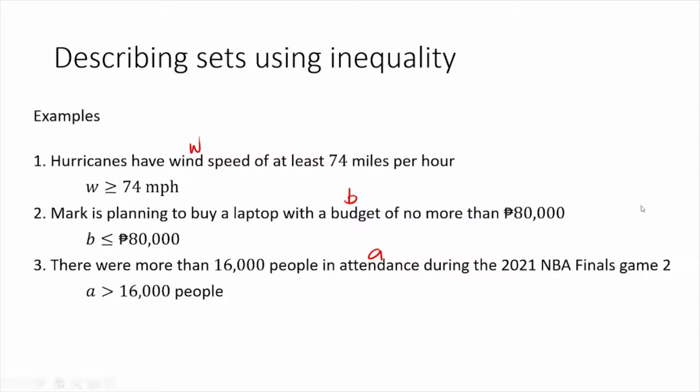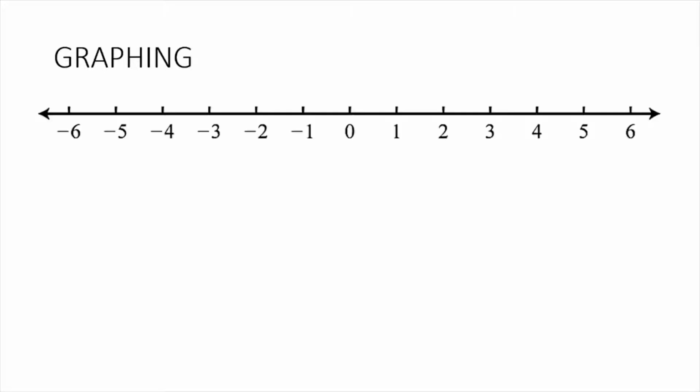Next, let's talk about graphing or describing sets through graphing. Okay, here we will be using the number line, and then we just plot the values that are included in the set. So for example, if we have a set containing the numbers -4, -1, 0, and 5, then we just plot them one by one. So -4 is this point, this is -1, 0, and 5.